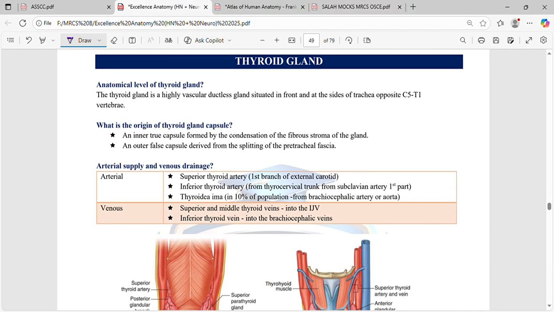Anatomical level of the thyroid. Okay, so here we move to the thyroid gland. We will make a separate video for the thyroid gland.